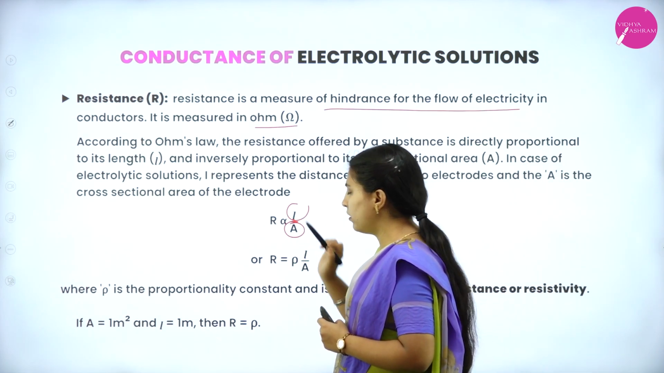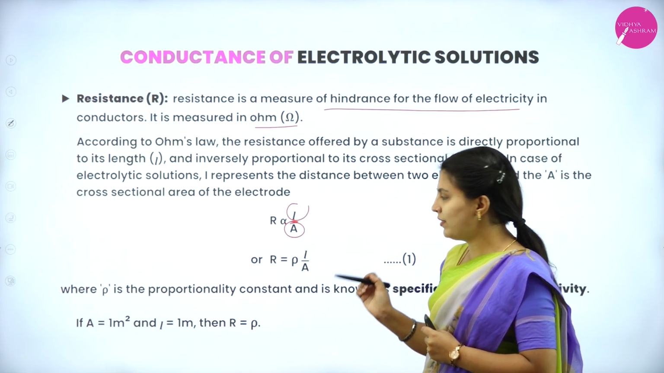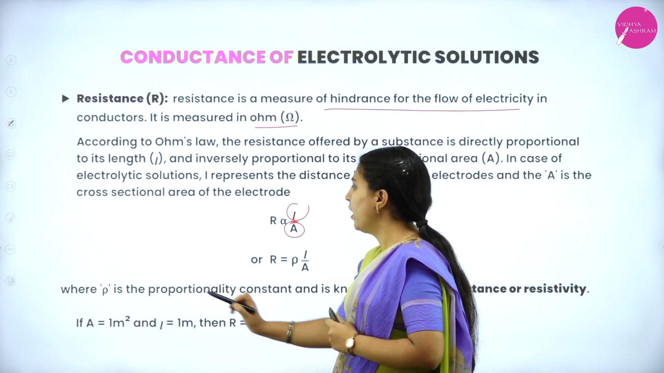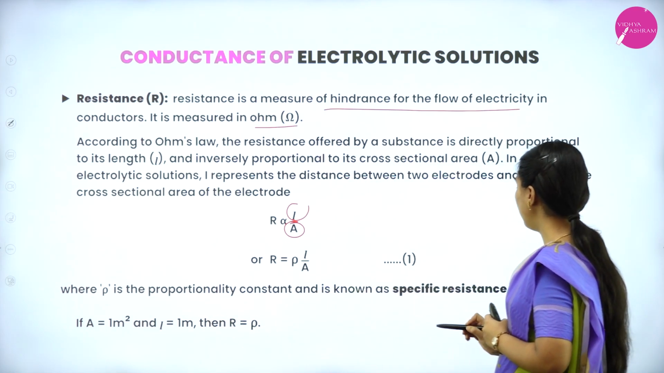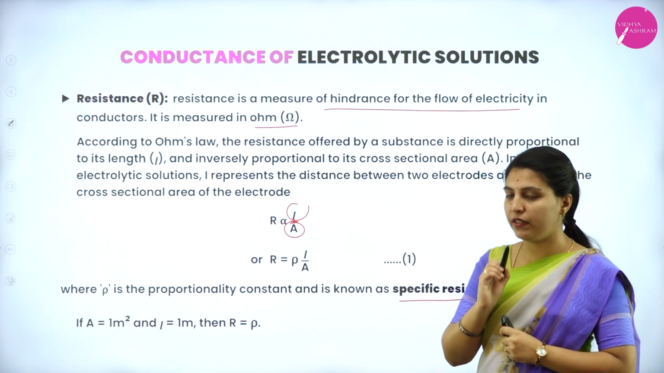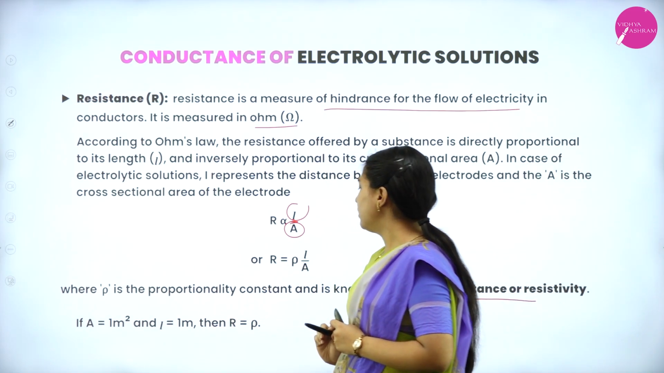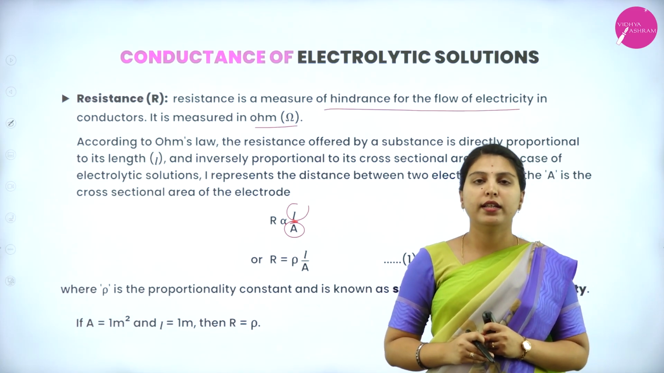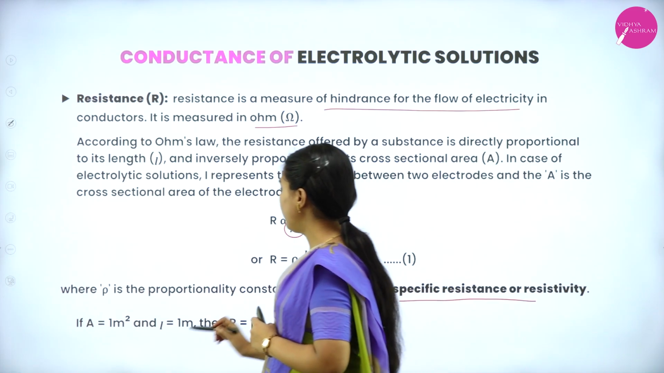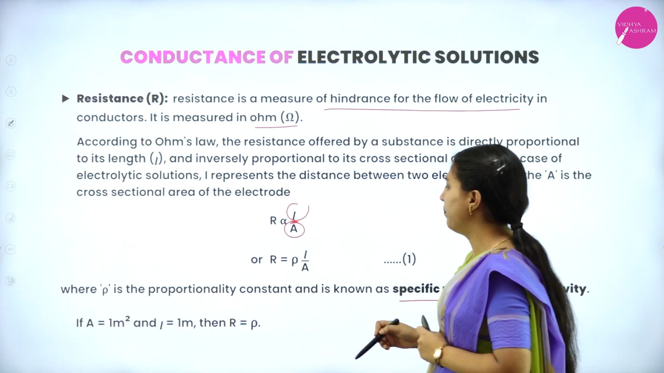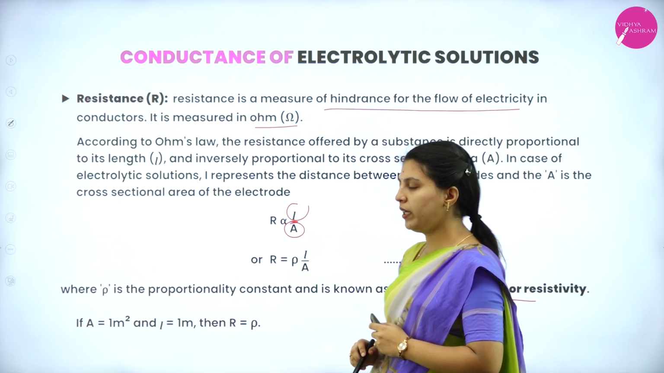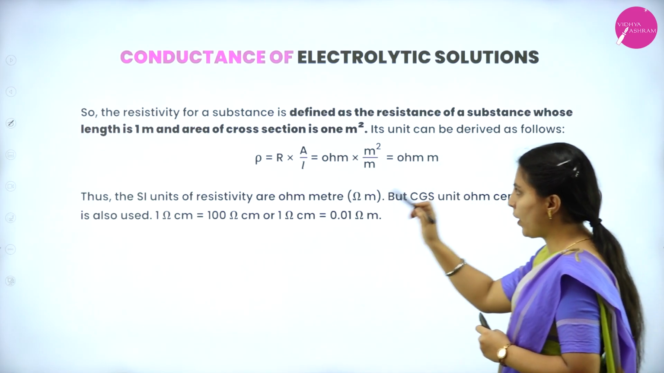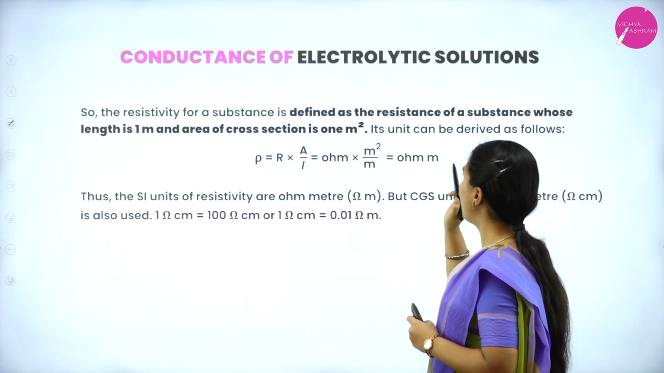Whenever proportionality has been introduced, there should be a proportionality constant. So, R equals rho into L by A. Rho is the proportionality constant and is known as specific resistance or resistivity. So, if A equals 1 meter square and L equals 1 meter, then R equals rho. The resistivity of a substance is defined as the resistance of a substance whose length is 1 meter and area of cross section is 1 meter square.